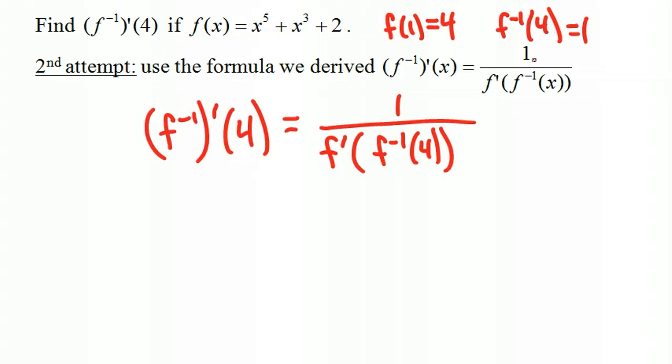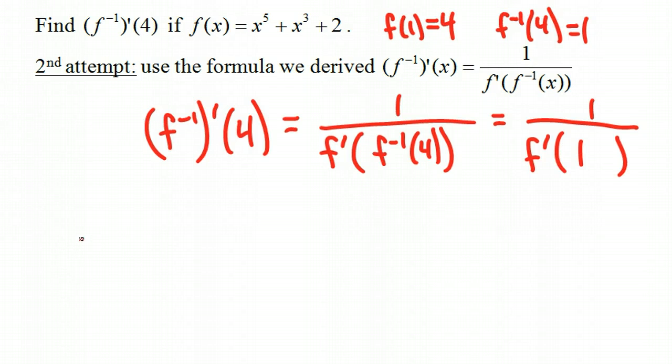So even though I can't find a formula for f inverse of x for a general value of x, I do know what f inverse of 4 is. It's 1. And how do I know that? Because I know that when you plug in 1, you get an output of 4. So f inverse prime of 4 is 1 over f prime of f inverse of 4, and f inverse of 4 is 1, so it's 1 over f prime of 1.